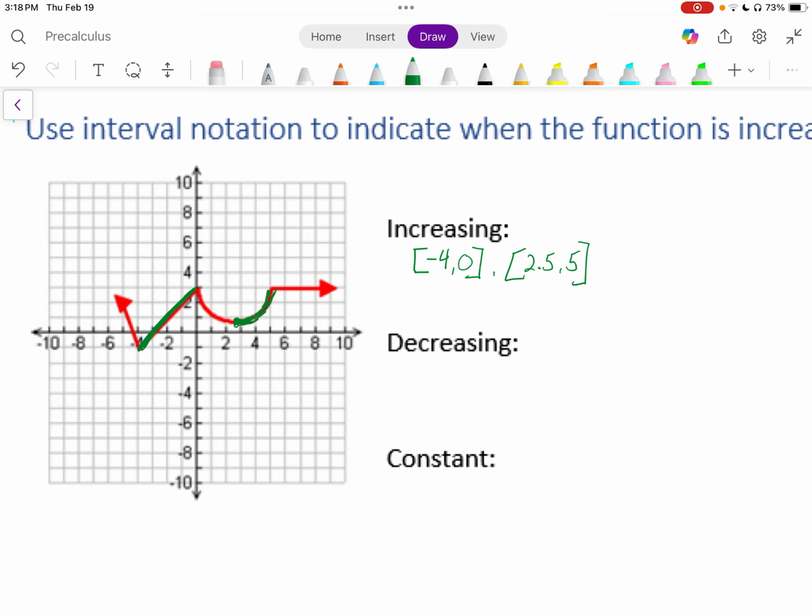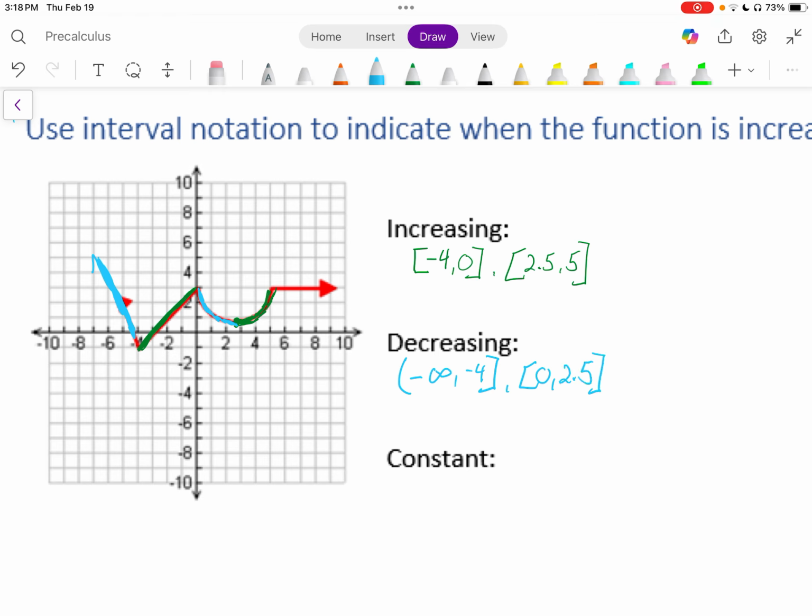Decreasing is moving down from left to right. This has an arrow here, so it indicates it keeps going in that direction, but as we look left to right, that's moving down. So that is from negative infinity, which we definitely use a parenthesis there, up to -4. We can use a bracket there. It's also decreasing, moving down from left to right, from 0 to 2.5.